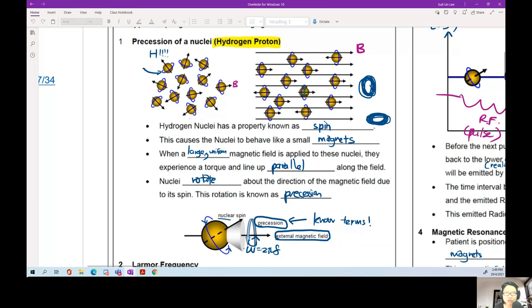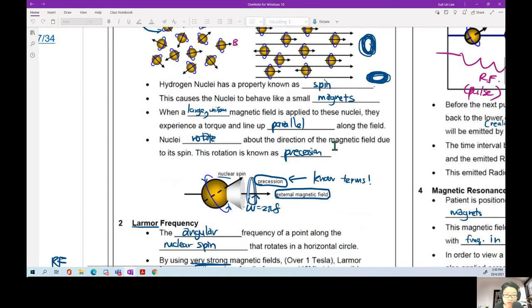So if I put a large uniform magnetic field, they will line up parallel along the field. And the nuclei will rotate around the direction of the magnetic field. This rotation is known as precession. So you need to be able to use the right terms. Again, this is like bio. The whole idea here is that there is a nuclear spin. If you put a magnetic field, it will spin around like a cone.